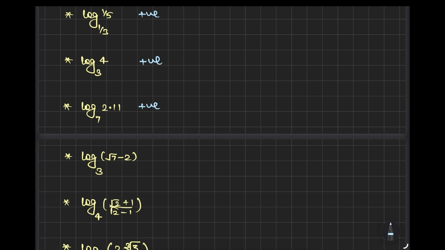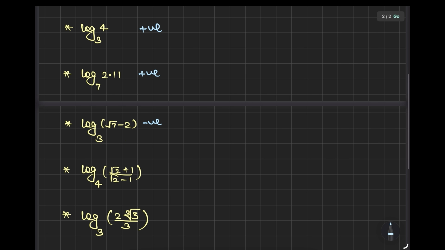So 2 point something minus 2 will become point something. Point something means what? Less than 1. So the argument is less than 1, the base is greater than 1, so opposite side, negative, correct?